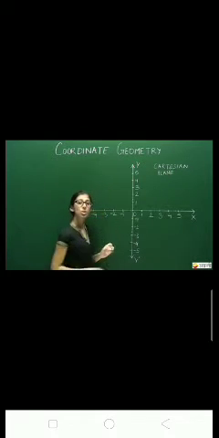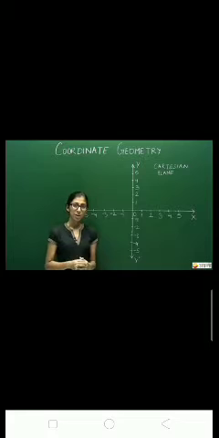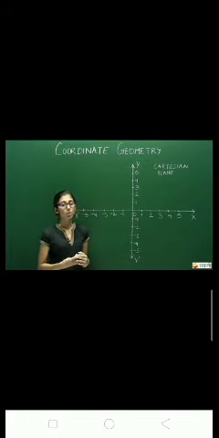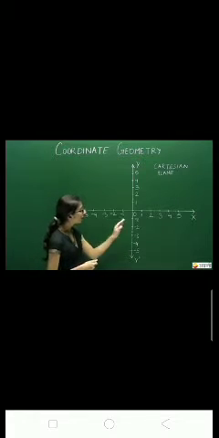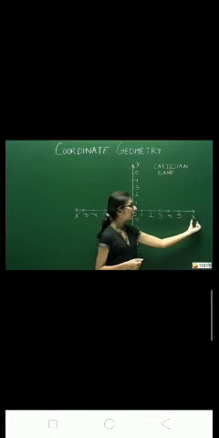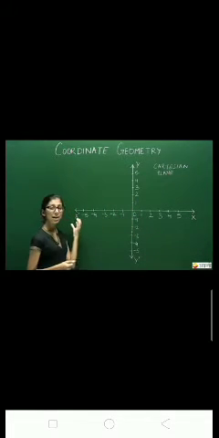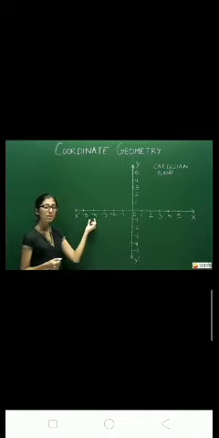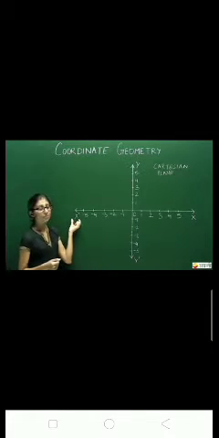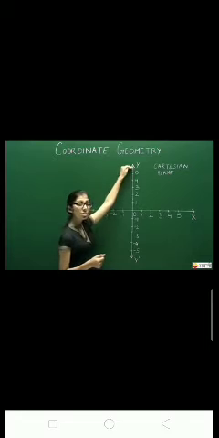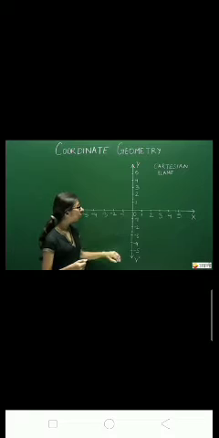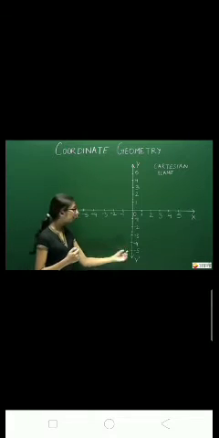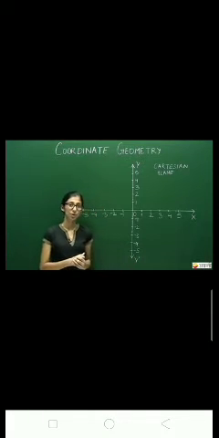This 0 point is called origin. This origin is a reference point which we use to find out the location of any point. You can also see that on the right side of origin we have positive values of x and we write x over here. On the left side of origin we have negative values of x and we write x dash over here. And above the origin we have positive values of y and we write y over here, and below the origin we have negative values of y and we write y dash over here.